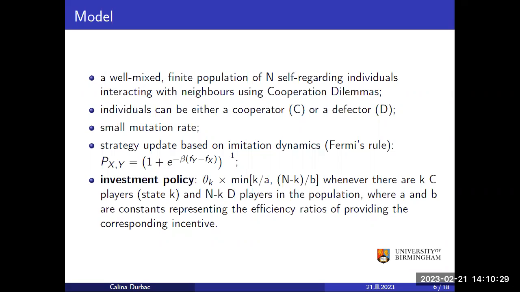We've got a binary strategy. Individuals can either be cooperators or defectors. We are assuming a small mutation rate. And here mutation, well, it's kind of similar to its evolutionary definition. The chance of a defector popping out of the blue is quite small. The strategy update is based on the mutation dynamics, and is the probability here on the board.